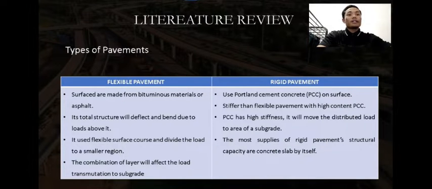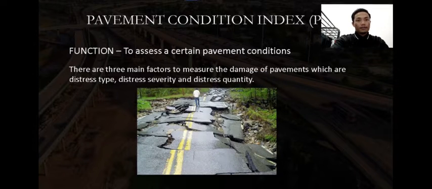While rigid pavement uses Portland cement concrete, PCC, on the surface, with stiffness higher than flexible pavement. PCC has high stiffness. It will distribute the load to a wider area of the subgrade. And lastly, most of the structural capacity of rigid pavement comes from the concrete slab itself.